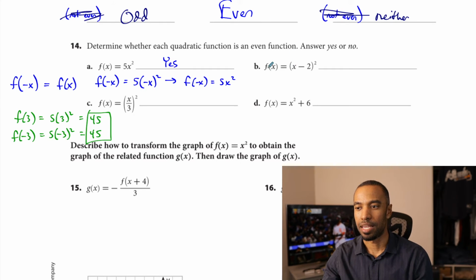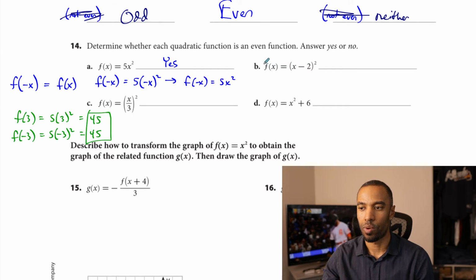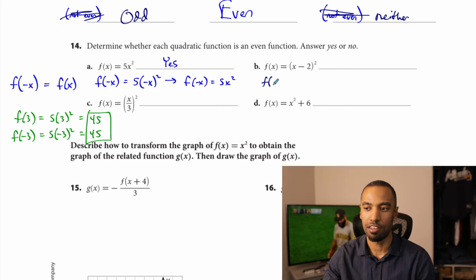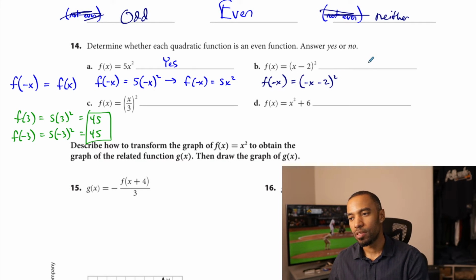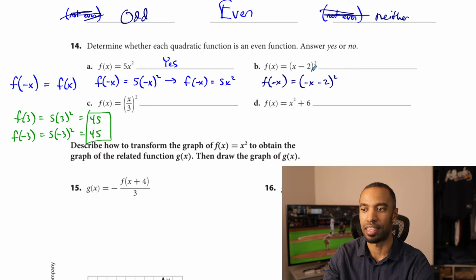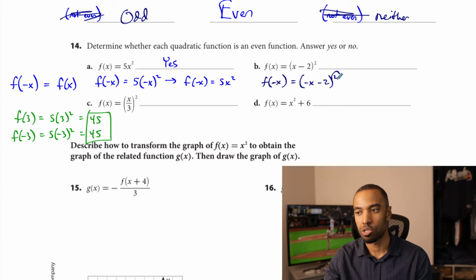All right, part B. F of x equals x minus 2 quantity squared. We want to check and see if f of negative x will give us the same thing. Will we also get x minus 2 quantity squared? So what I'm going to do here is substitute negative x into here: negative x minus 2 quantity squared. It depends on what algebra you know from this stuff. I could tell you right off the bat that it's not the same thing. Squaring this doesn't mean I can just square that x and boom, therefore.